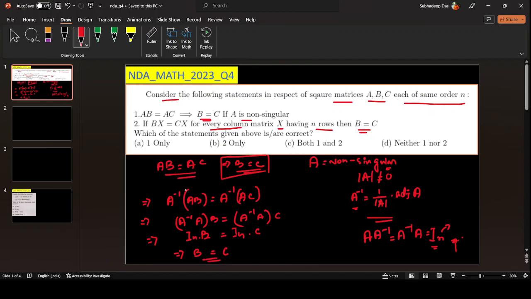So if AB equals AC, then B equals C. It only holds if A is non-singular, because if A is non-singular, we can pre-multiply with A inverse. Similarly, it holds for this also: if BA equals CA, then we multiply each side from the right side with A inverse, and we get B equals C. So the first statement is correct. Now come to the second statement: if Bx equals Cx for every column matrix X having n rows, then B equals C.